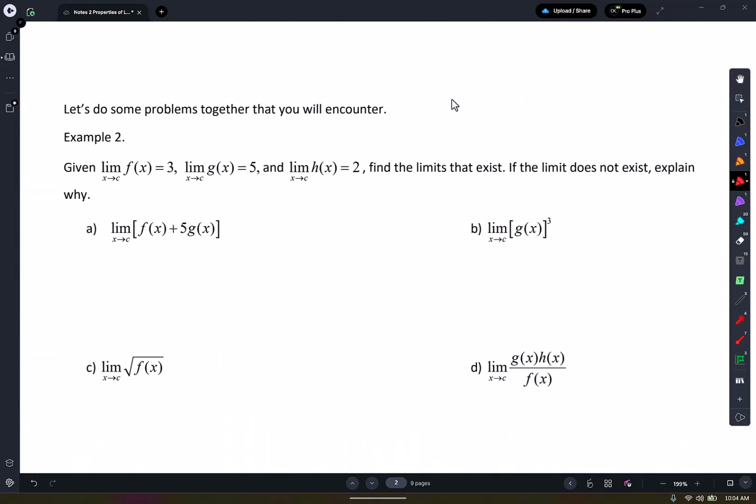Okay, here we go. We're going to continue with properties, and we're just doing the same thing. Limit as x approaches c of f of x is 3, of g of x is 5, and of h of x is 2. Y'all ready? So for this one, the limit as x approaches c is going to be 3 plus 5 times 5. So it's going to be 28.